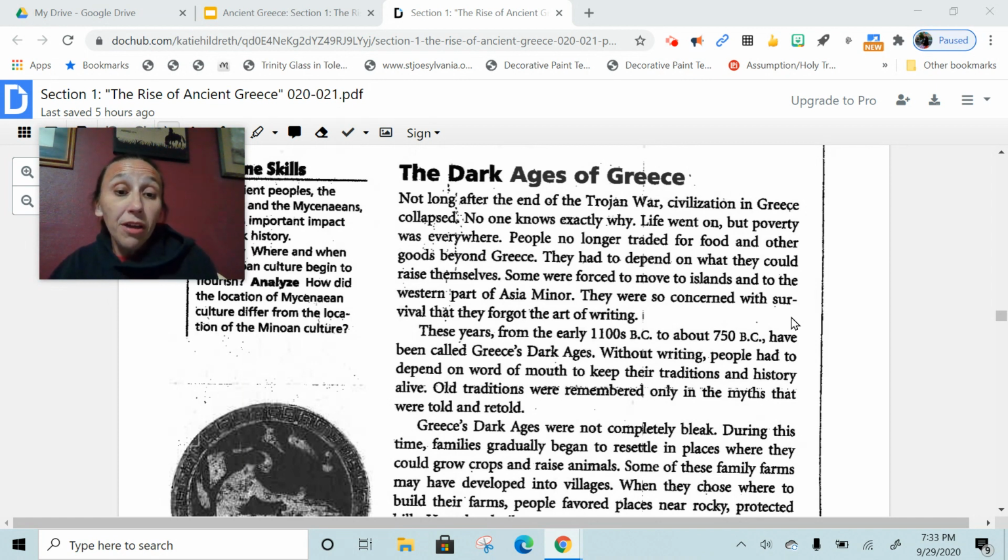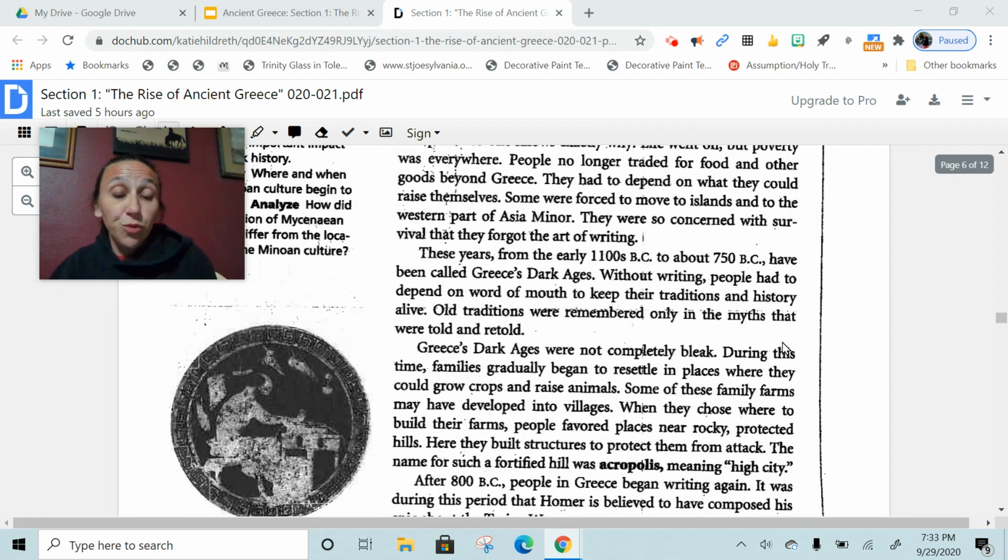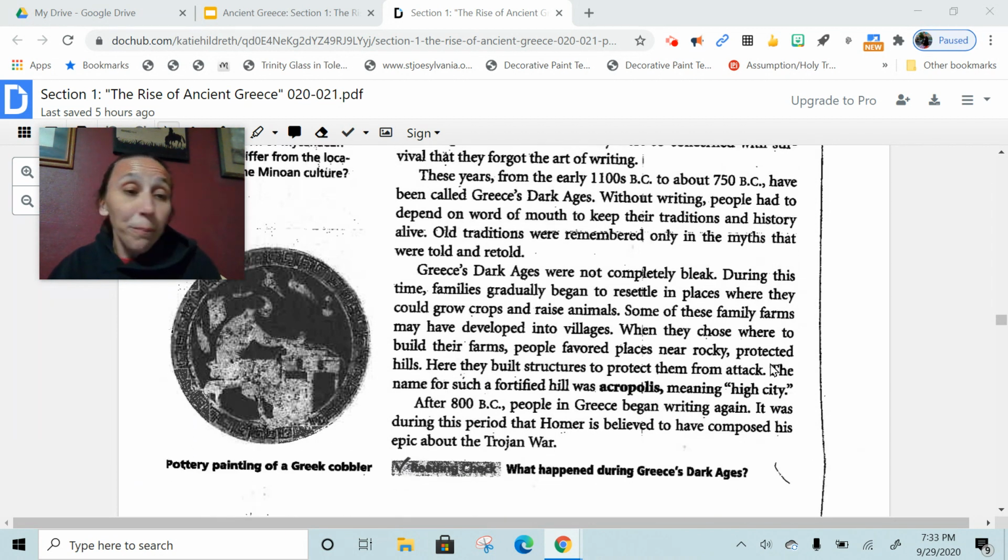Without writing, people had to depend on word of mouth to keep their traditions and history alive. Old traditions were remembered only in the myths that they were told and retold. Greece's Dark Ages were not completely bleak. I don't want to say it was a disaster or a bad time, but there was some good that came out of it.